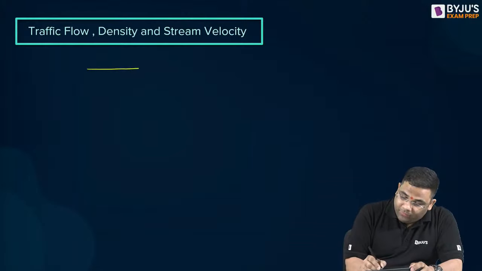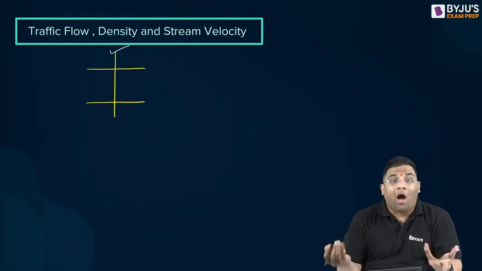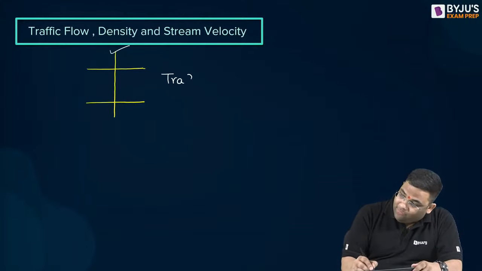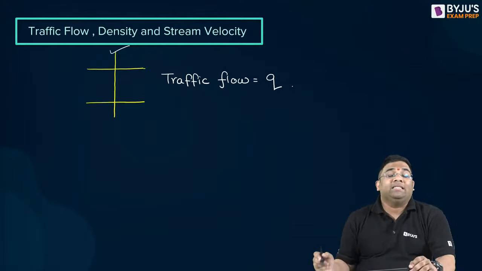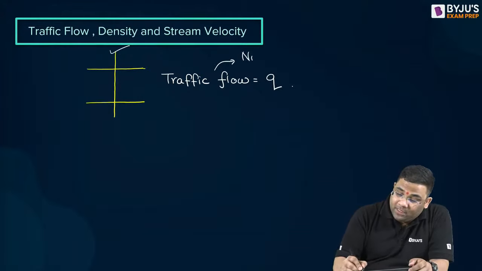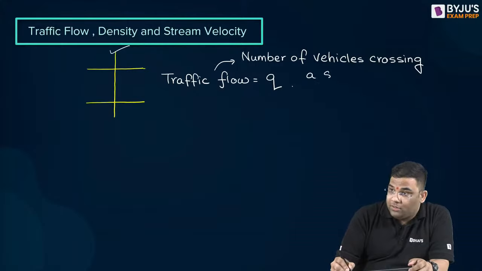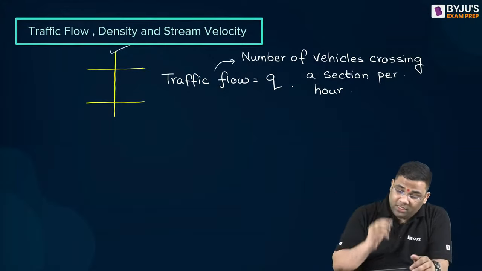Now, suppose we have a road, and at a particular section, you are counting the number of vehicles crossing this section per hour. That is known as the traffic flow, termed Q. Traffic flow is the number of vehicles crossing a section per hour, or it can be per minute, but mostly we choose per hour. So what will be the unit of traffic flow?